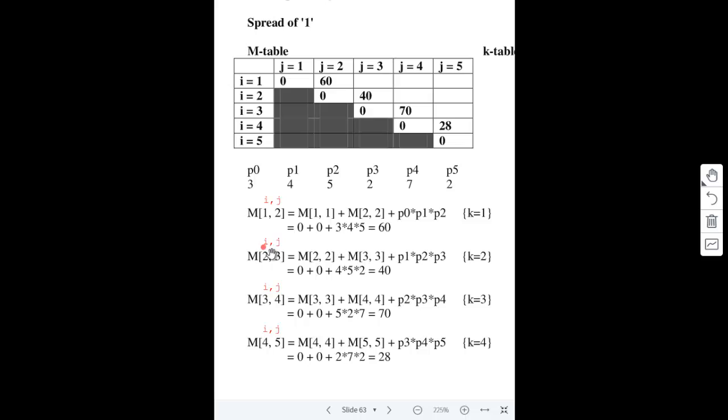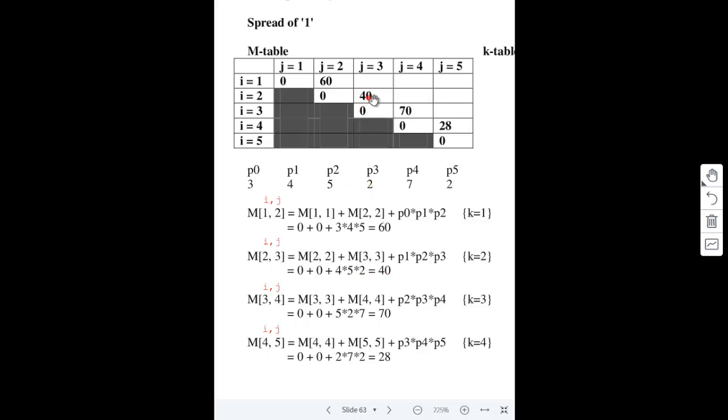Similarly, if you want to find the number of multiplications between 2 and 3, i is 2, j is 3. Just apply the recurrence. k can be 2, because i is less than or equal to k less than j, so k cannot be 3. k is only 2. So the recurrence is m of i comma k, which is 2 comma 2, plus m of k plus 1 comma j, which is 3 comma 3, plus p1 times p2 times p3. Substitute those numbers and you get 40.